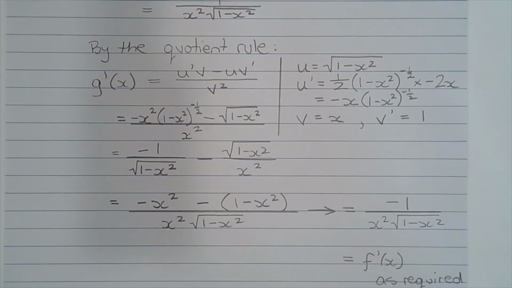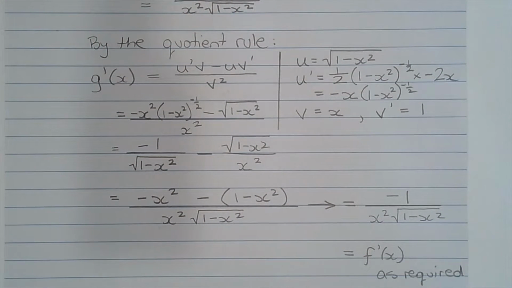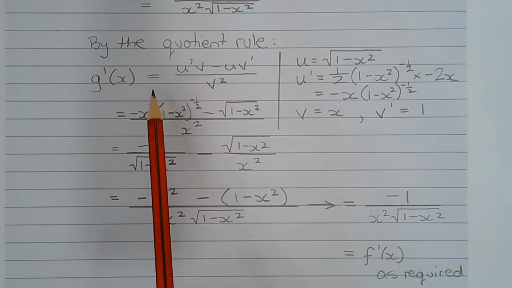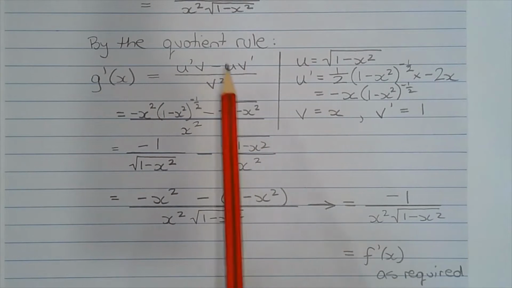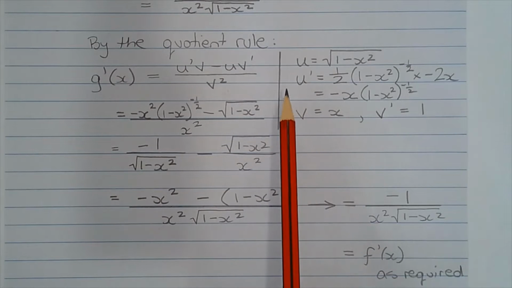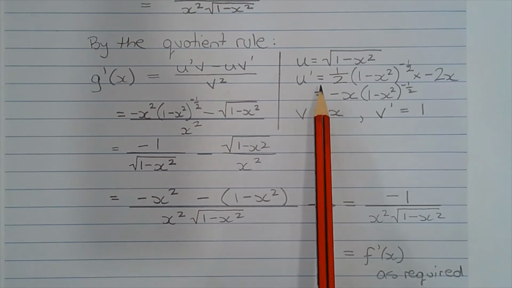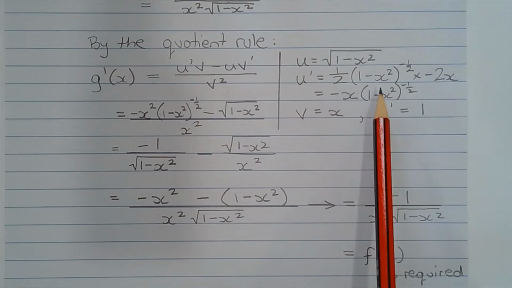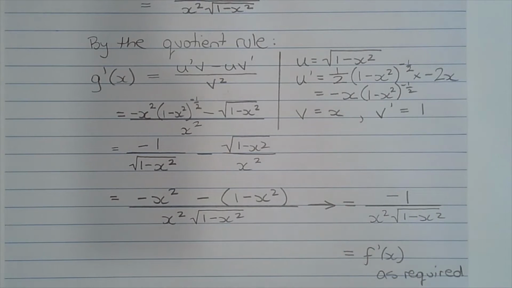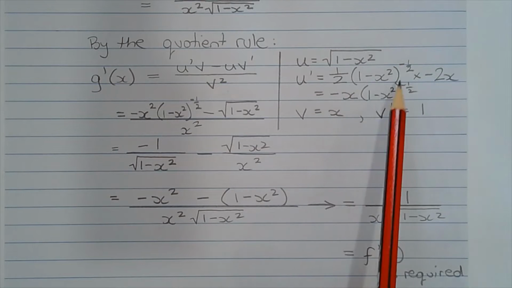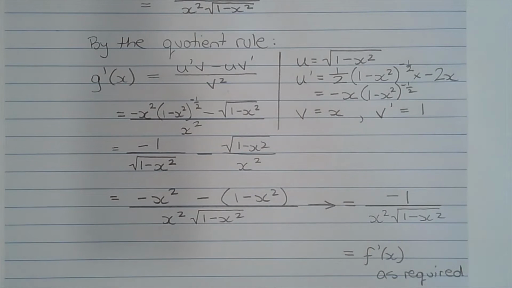Now g of x may be differentiated by the quotient rule. So we have g dash of x is equal to u dash v minus uv dash over v squared, so that's the quotient rule, where u is equal to the square root of 1 minus x squared, u dash is equal to half outside of 1 minus x squared to the power of negative half, multiplied by the derivative of what's inside the brackets, which is negative 2x.